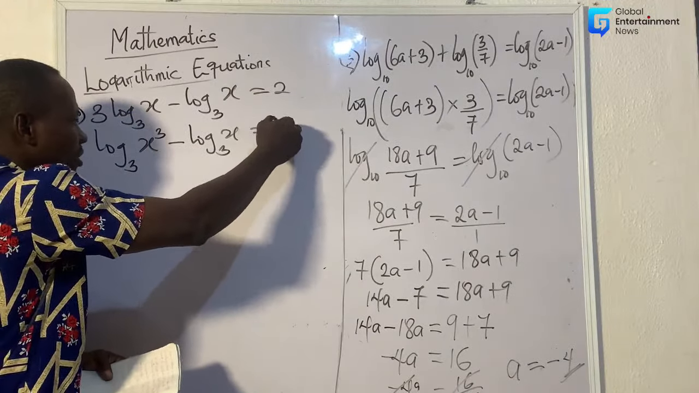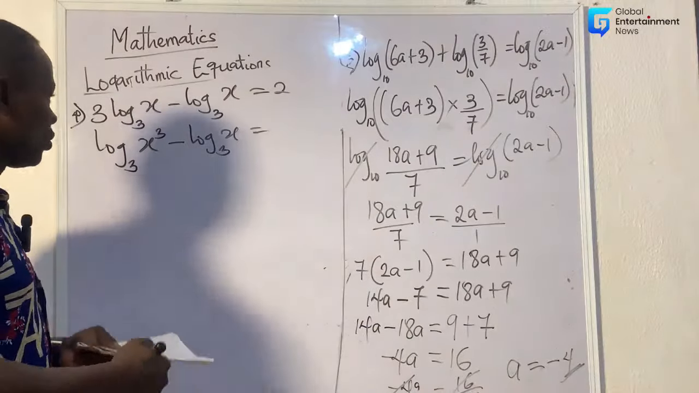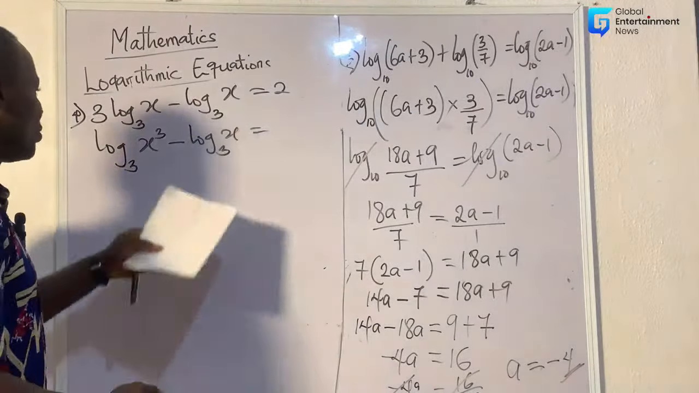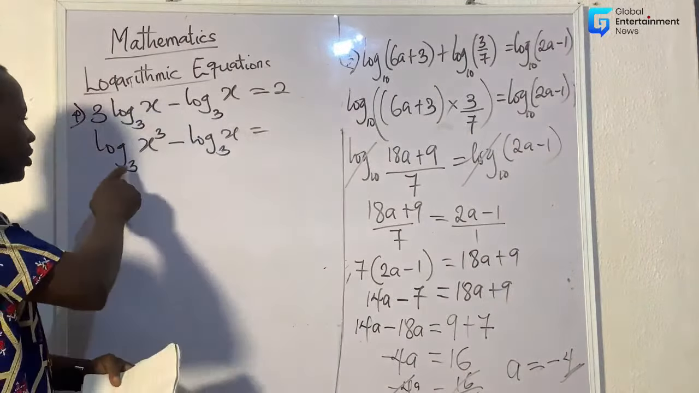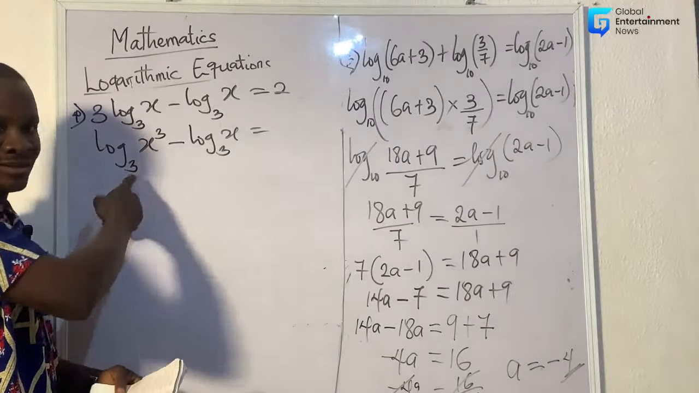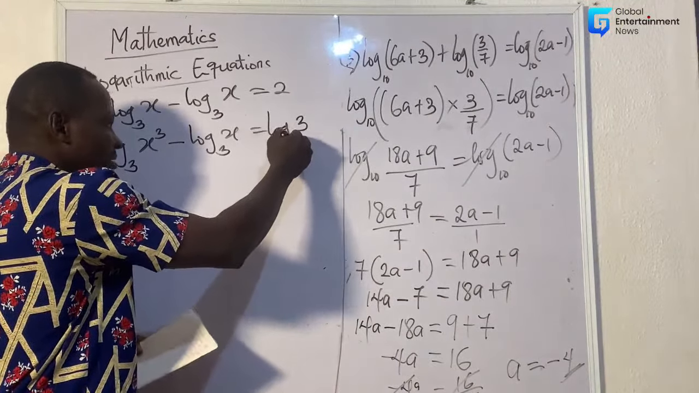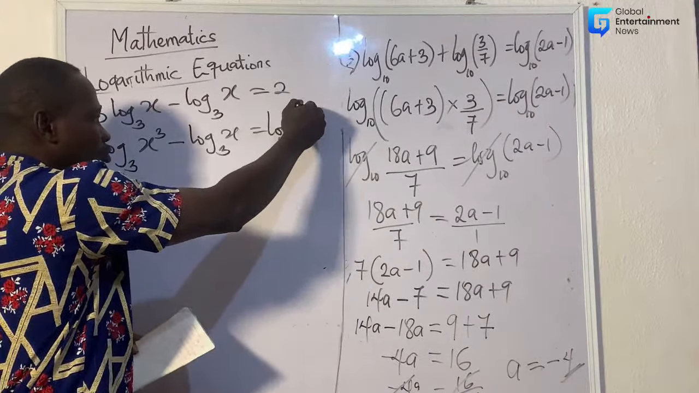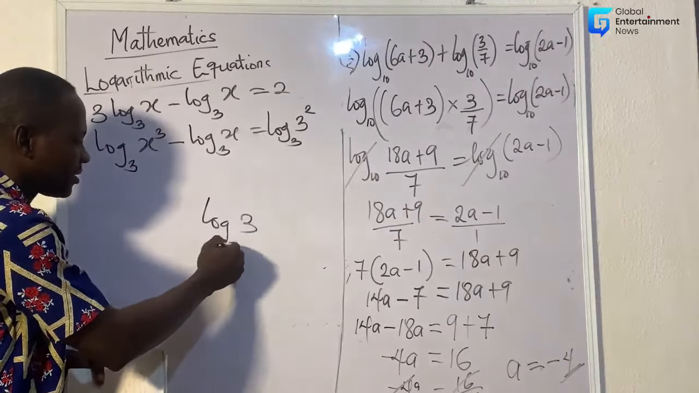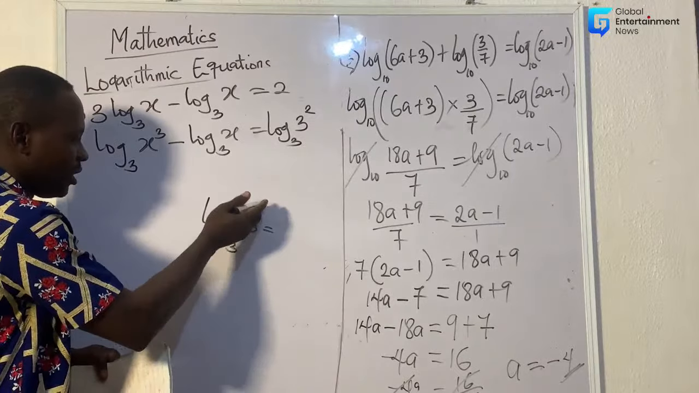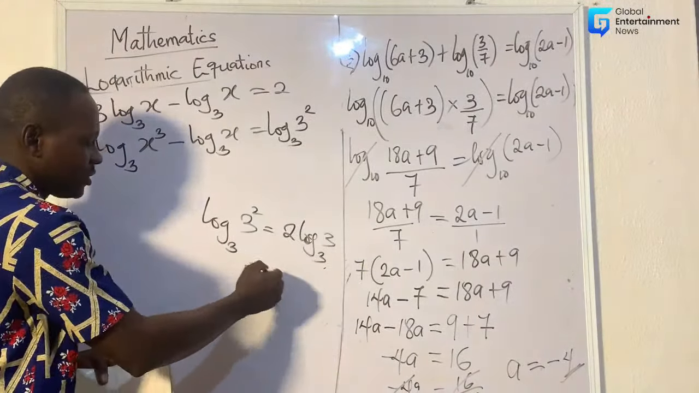is equal to 2. And the 2 also, do you know we are going to turn it? It cannot be 2. We don't use whole numbers like that in logarithm. So once we have logarithm, we have to turn this one also to logarithm, because both of them are base 3. So turn this one to base 3 also: log 3 base 3 raised to power 2. Let me prove it to you. The 2 will come from log 3 base 3, which will give me 2.